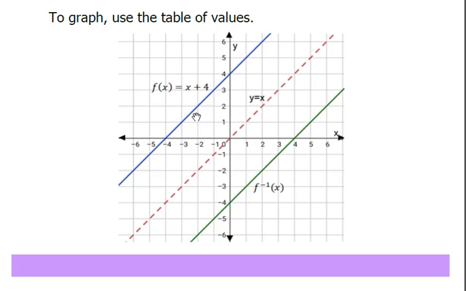As you can see, this original function can be reflected on this side through the line y equals x. So this is the original function, and the green line is its inverse function graph.